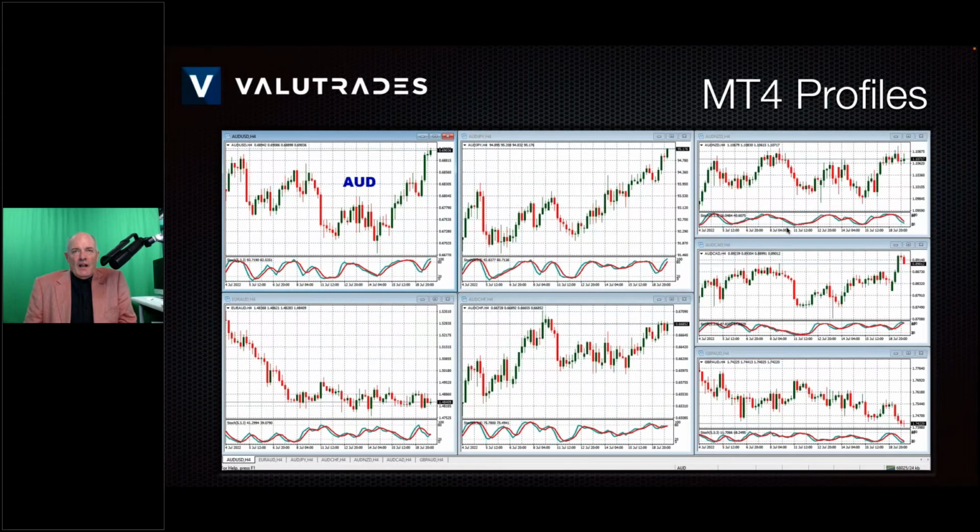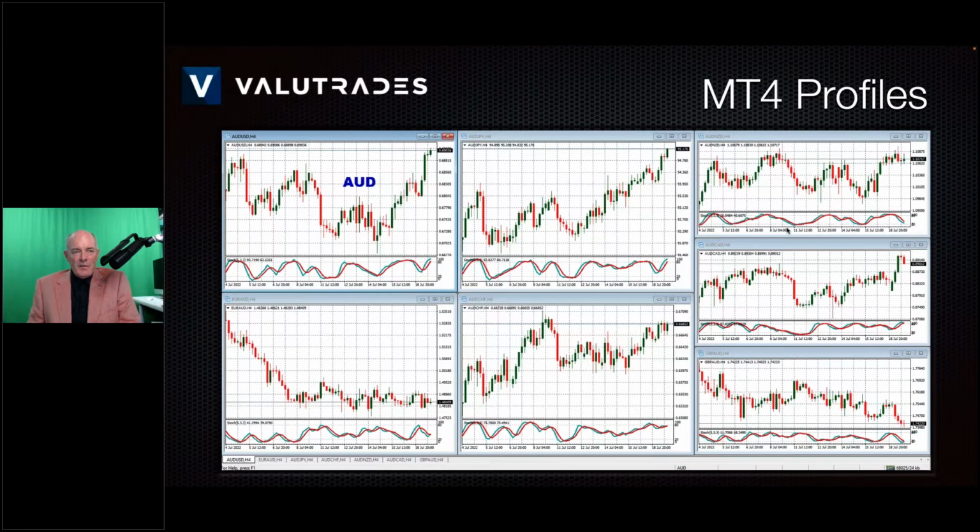Okay. I talked earlier about using MT4 profiles, and again, this is my favorite way to analyze pairs. The reason I use profiles is I like to put all the different currencies on one page. So basically, on this page, it says Australian dollar. I've got Aussie dollar, I've got Euro Aussie, I've got Aussie yen, I've got Aussie Swiss, I've got Aussie Kiwi, I've got Aussie CAD, and I've got pound Aussie.